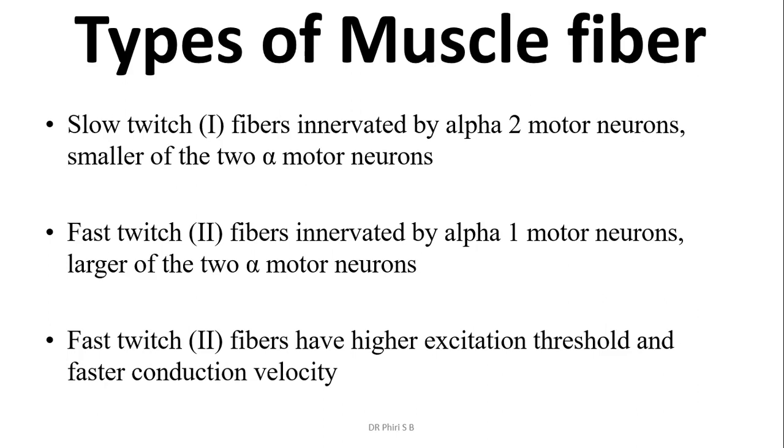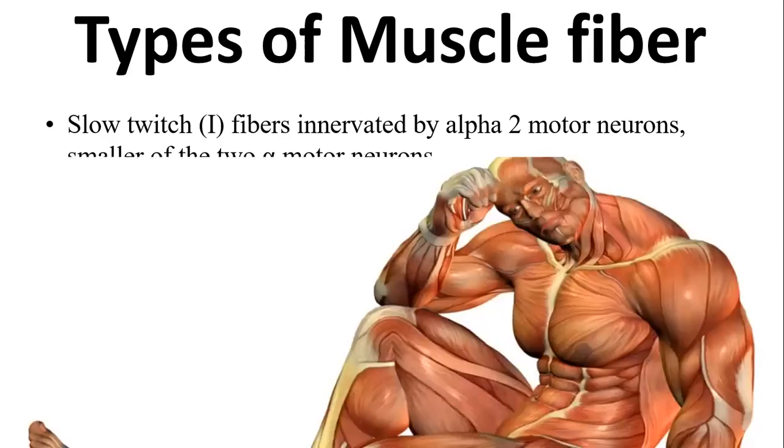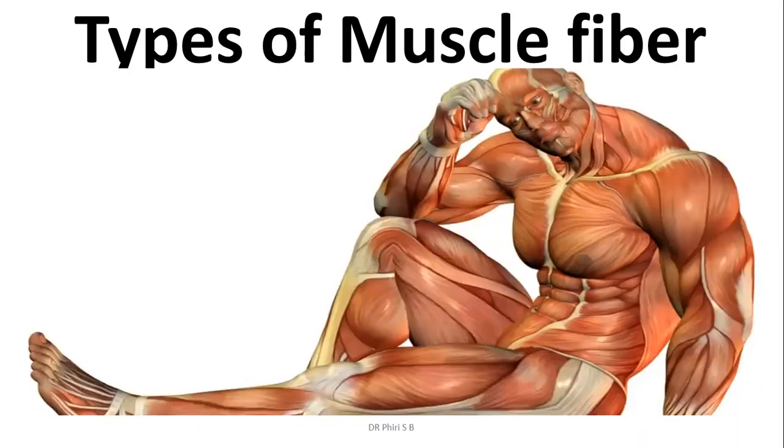They have a higher threshold, especially the alpha-1 motor neurons. So for them to fire those action potentials, it takes a bit of time. But once they fire, they're very fast. Then they'll produce a fast twitch.